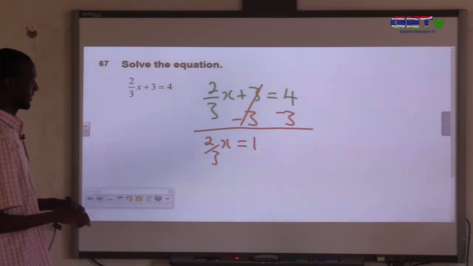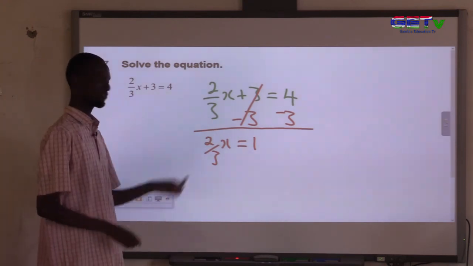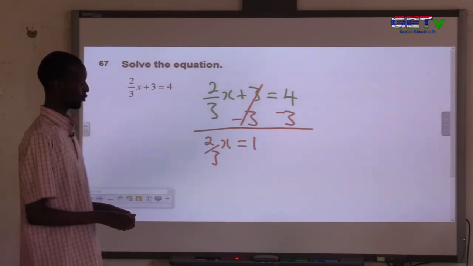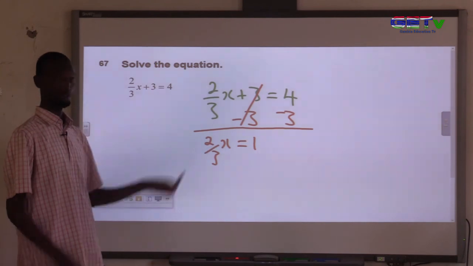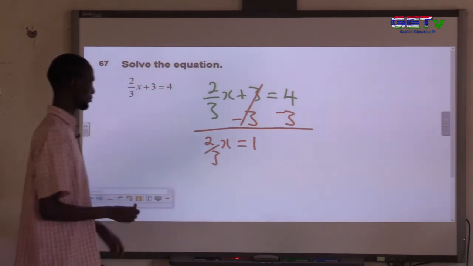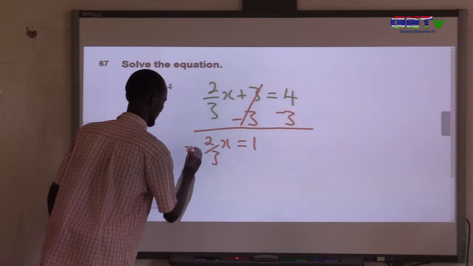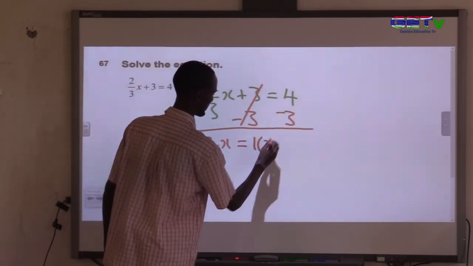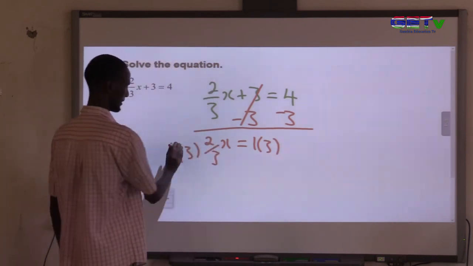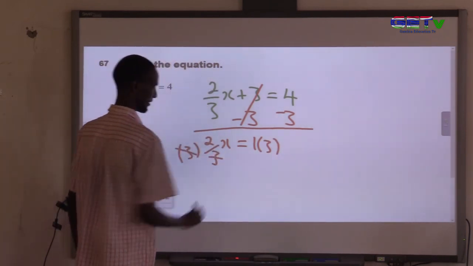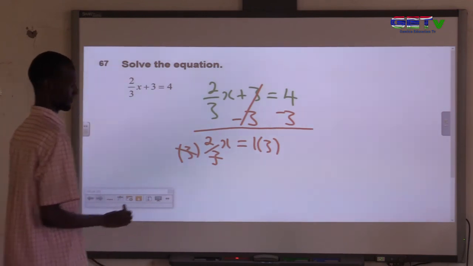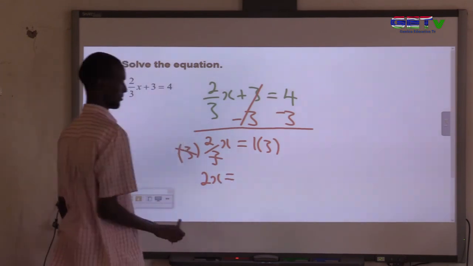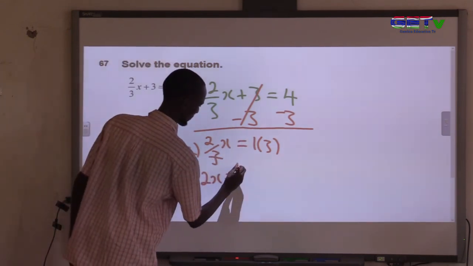But still, our variable is not alone. 2 over 3 is 2 divided by 3. So we need to undo this division. And we multiply to undo it. So multiply the left-hand side by 3. Also multiply the right-hand side by the same 3. So that 3 will cancel out 3. But still you have 2x is equal to 1 times 3, which would be 3.